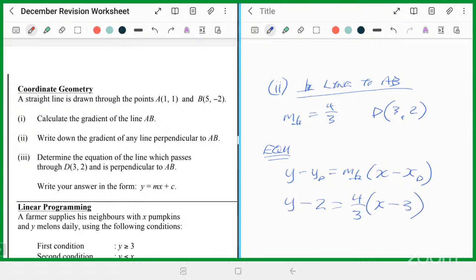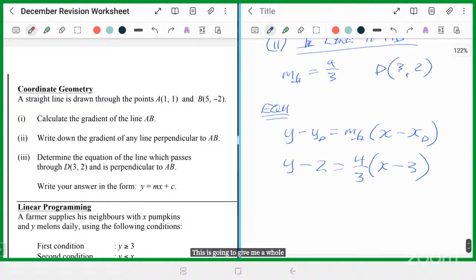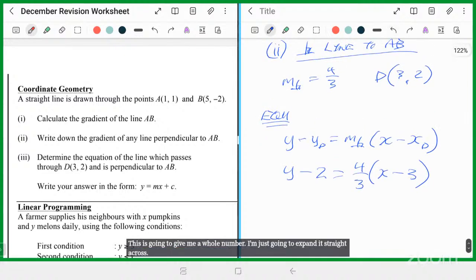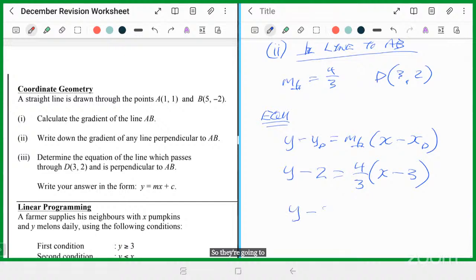So now because we're going to expand this bracket, this times this is going to give me a whole number. I'm just going to expand it straight across. So it's going to become y minus 2 equals 4/3 times x is 4/3x. 4/3 times minus 3, the 3s cancel and give me -4.